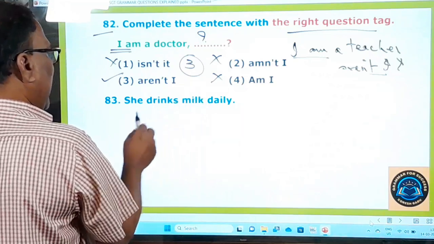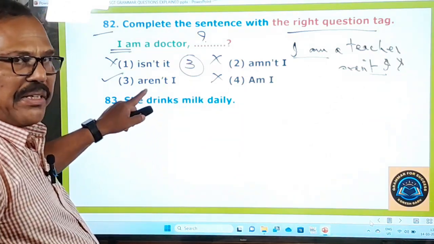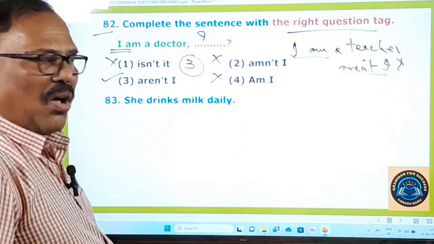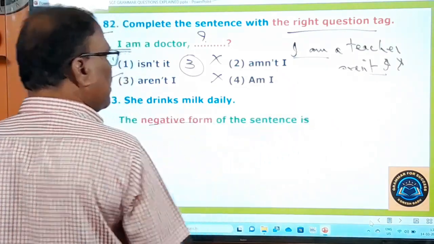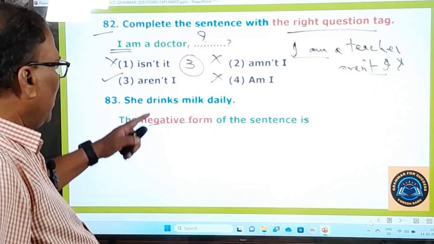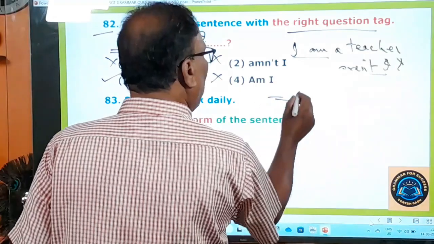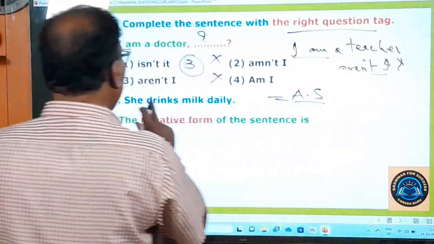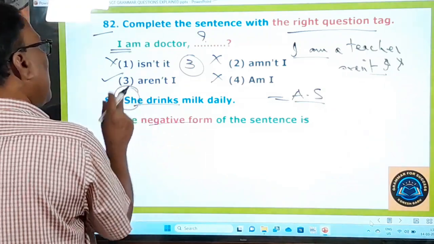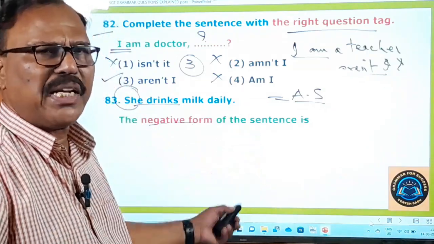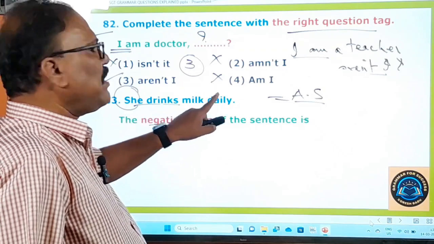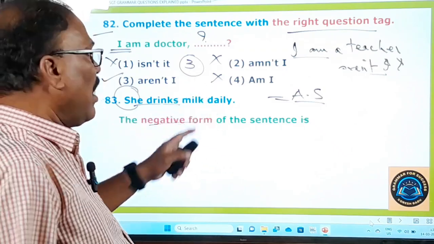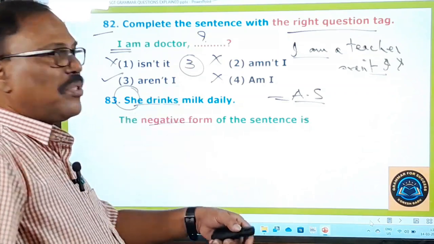She drinks milk daily. This is the statement given. And what is the examiner asking you to do? He is asking you to give the negative form of this. This is an assertive sentence. AS means assertive sentence. An assertive sentence means a normal, simple sentence beginning with the subject. So, she drinks milk daily. That is the sentence, right? Now he is asking you to change it into the negative form.